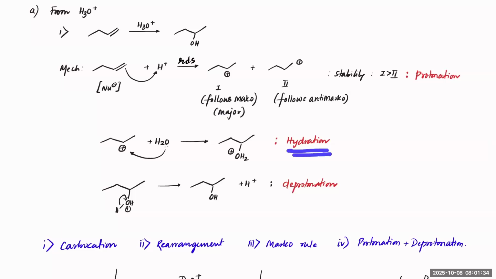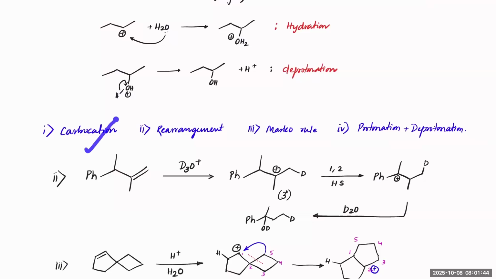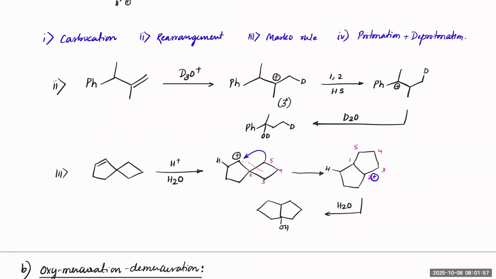Thereafter, the third step is called hydration because you are adding water. Afterwards, H plus is removed. So this is deprotonation. Clear? So you can see these are the main steps: carbocation, rearrangement, Markovnikov, and protonation and deprotonation. These are the main pointers that you need to remember. Clear, beta? Yes, sir. Okay.